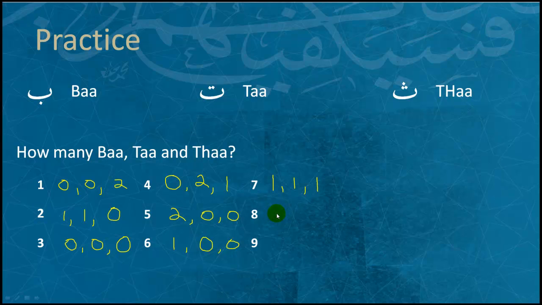How many bas? There's a ba. How many tas? Well, there's one in the very beginning and there's one in the very end. Okay, so there are two. And how many thas? Tuth, there's one, bitu, and that's the only one. So one tha. Last one.